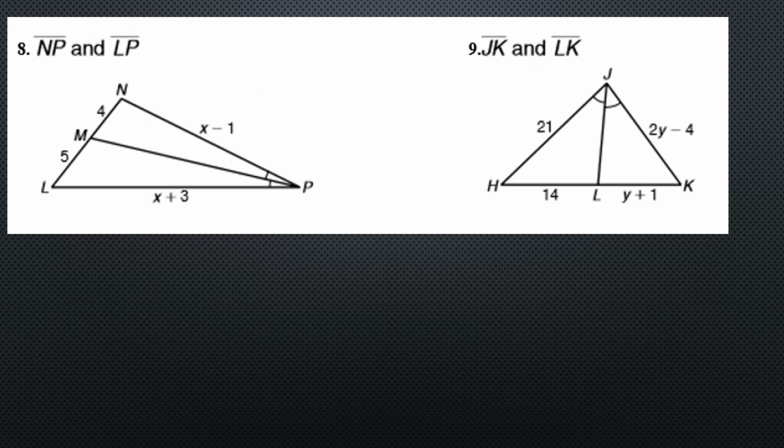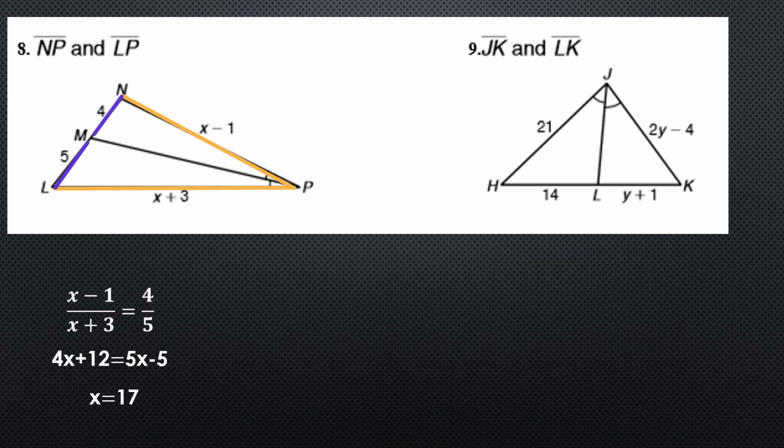All right, a couple more examples here. So x minus 1 and x plus 3, and then 4 and 5 are the parts we should be looking at when you have the angle bisector in your proportion, and then you have to set your proportion up accordingly. Make sure you are consistent, cross multiply and solve, substitute back in because it's not asking for x, it is asking for the segments NP and LP.